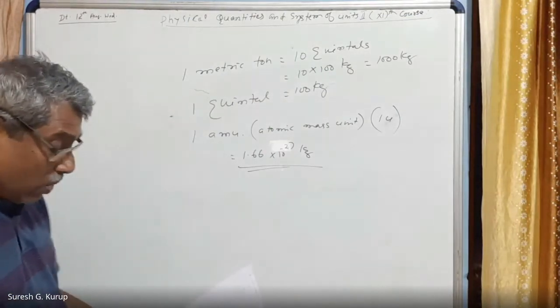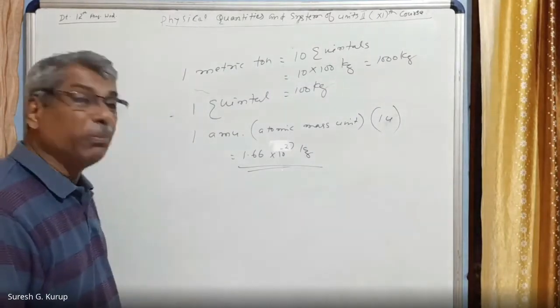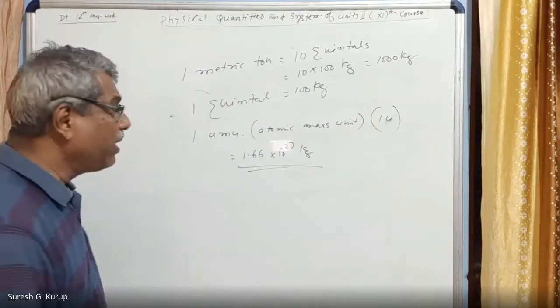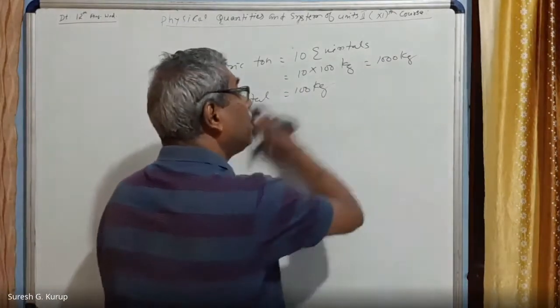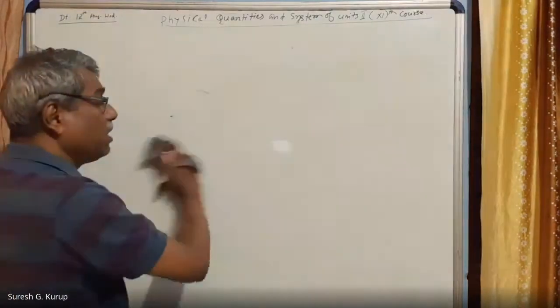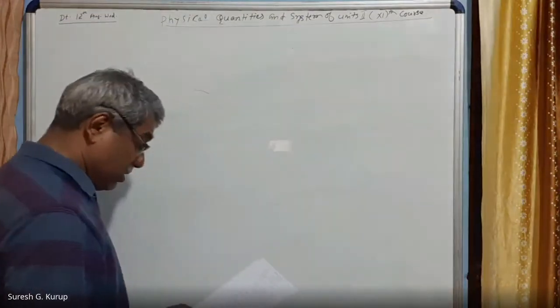Now, one question is marked here. Calculate the number of light years in 1 meter. One question I have marked here. That is the last part of the lesson today. So that is also very simple.